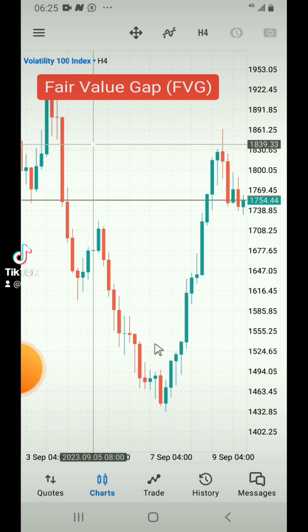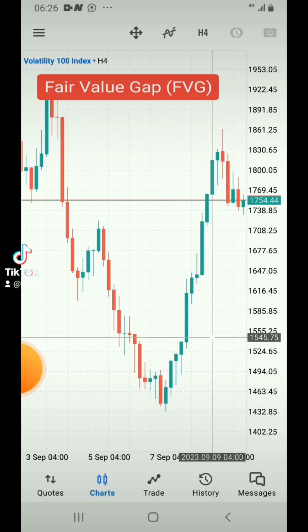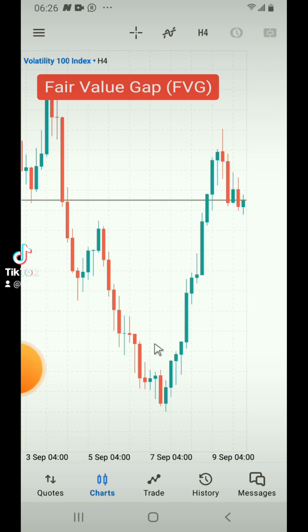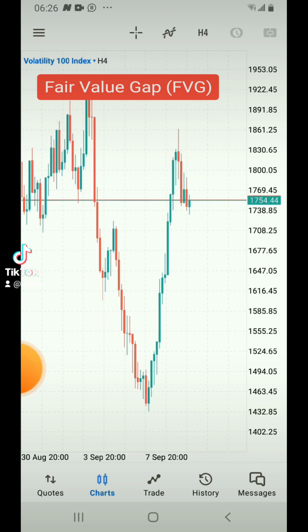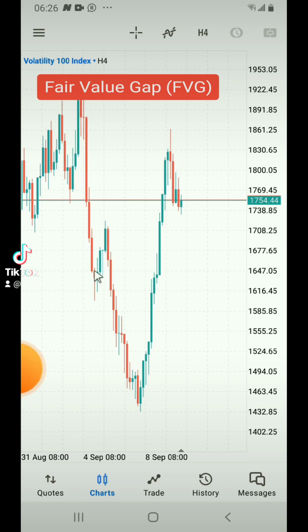So when the market mitigated this one, then it went down. Then as you can see, the market came back up. You see, it came back to this other block now, and mitigated it, and we are looking to go down further. So as it mitigated this one, which is a bigger one, there is likelihood this low will be broken. So that is just it.